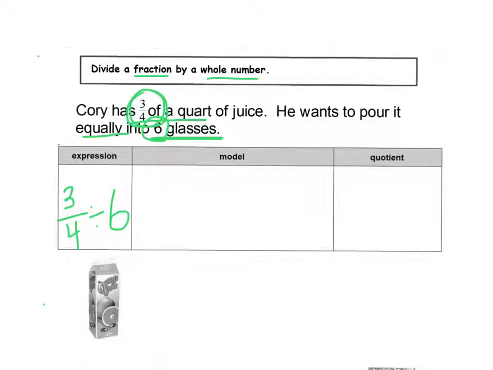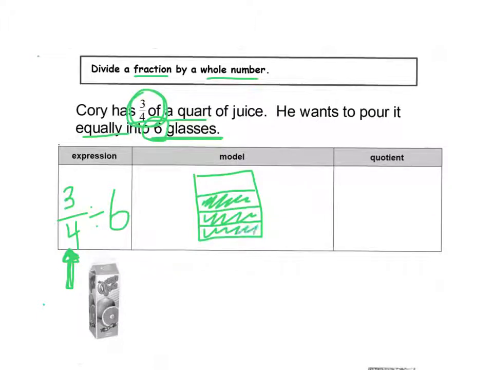Okay, to make a model to represent that, we have to start with our dividend, like we said before. So I'm going to make one big rectangle. I'm going to break it into fourths, okay? Remember the denominator always tells us how many parts to break it into. And then I'm going to shade in 3/4 of that. Okay, so that represents the 3/4 of a quart of juice that we're starting with.